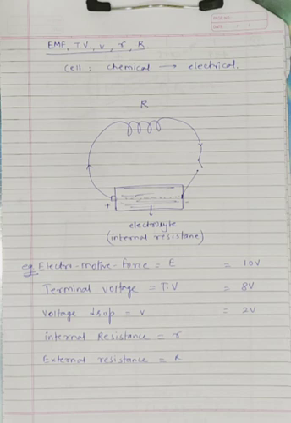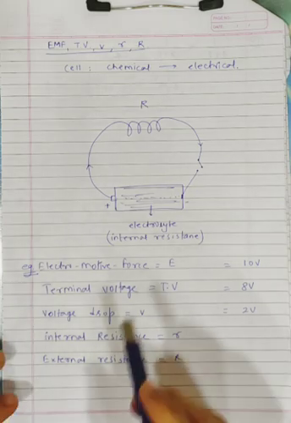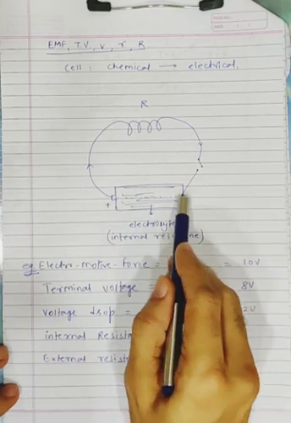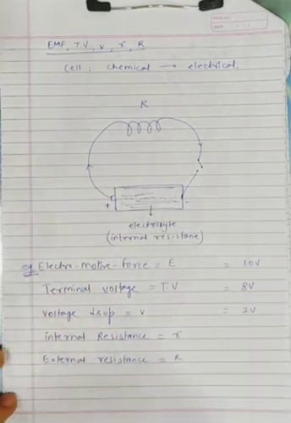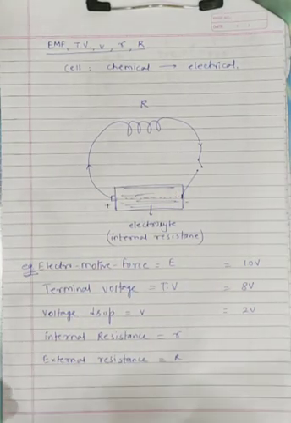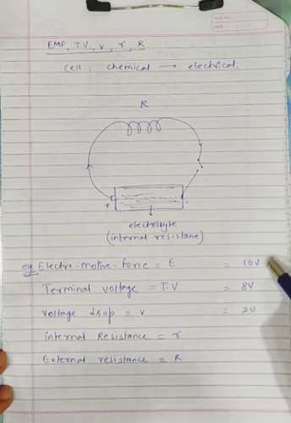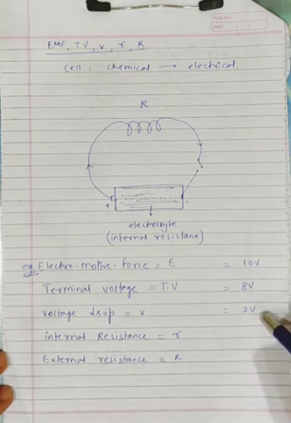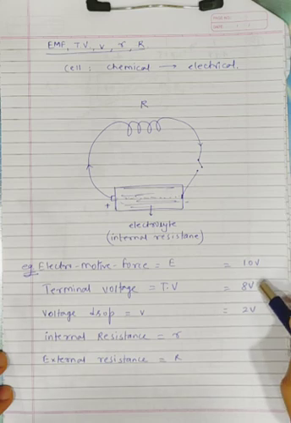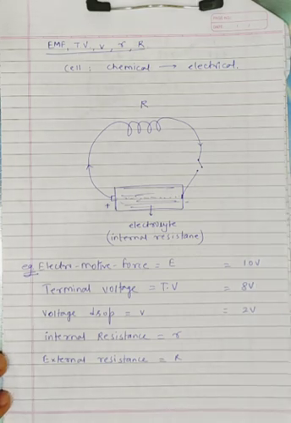I'll repeat once again. You bought a cell of 10 volts, but out of those 10 volts, you are able to use only 8 volts. Why? Because 2 volts was the voltage drop. The decrease in the voltage in overcoming this internal resistance is called the voltage drop. You can see in this equation, EMF is equal to TV plus small v. So 10 volts is equal to 8 volts plus 2 volts.